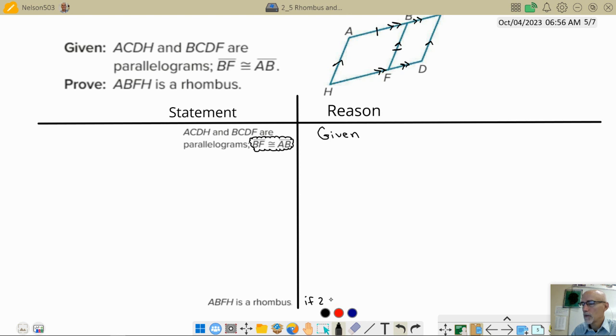If two consecutive sides congruent in parallelogram, then rhombus, okay? And when you're looking at their little drop down and drag and all that kind of stuff on the digital assignment, you'll see that as one of the options, and you'll drag that up into the last line right here.